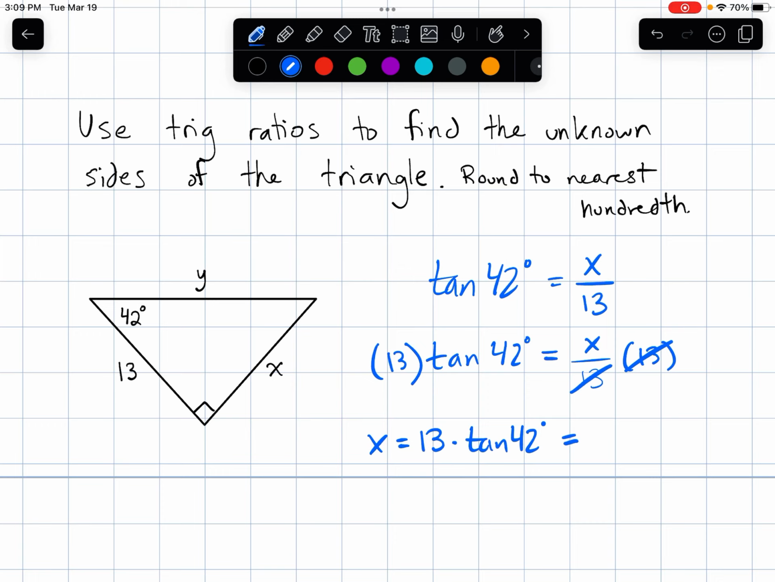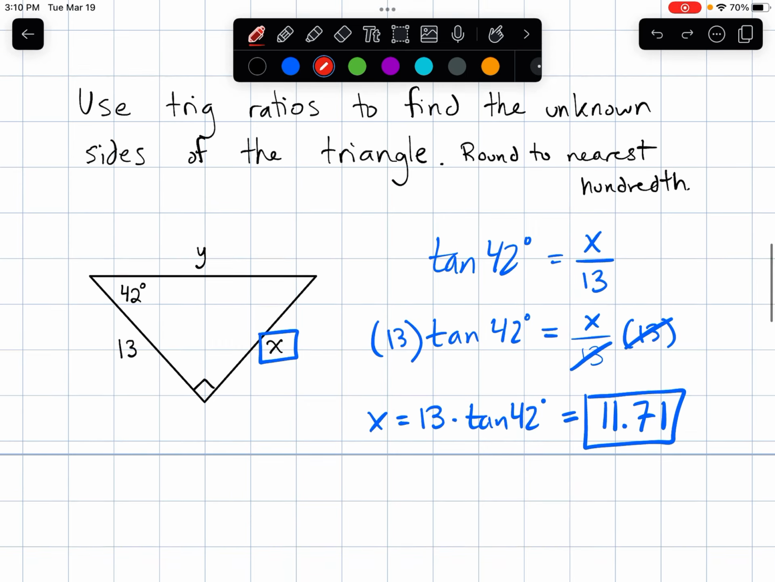At this point, you will have to use your calculator. So you're going to type in 13 times the tangent of 42, and you're going to hit equals, and you should get an answer of 11.71. All right? It says round to the nearest hundredth, so I left it like that. But you would get a decimal that does go on forever, so make sure you round that. All right, so that's our value for x. We found x, great. And now I have to go ahead and find y.